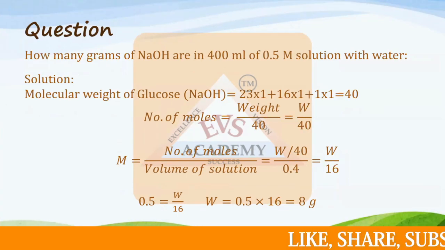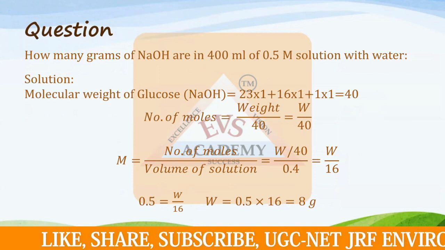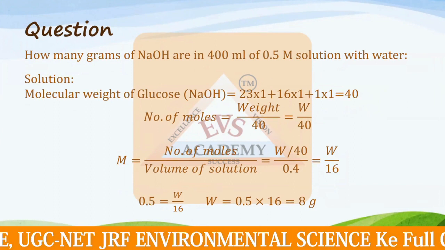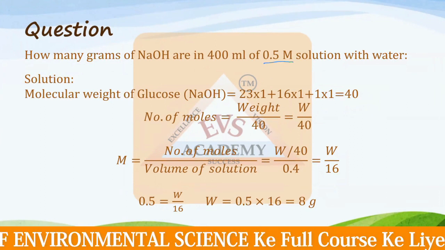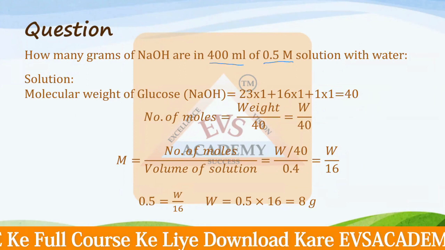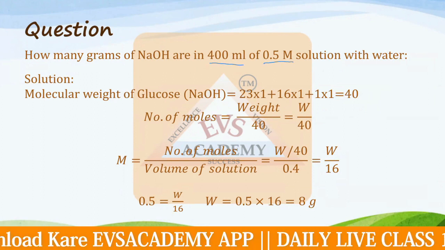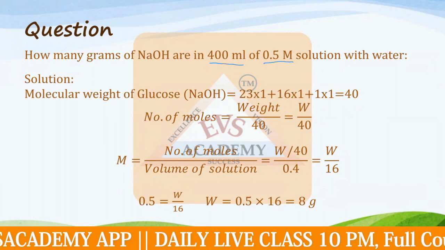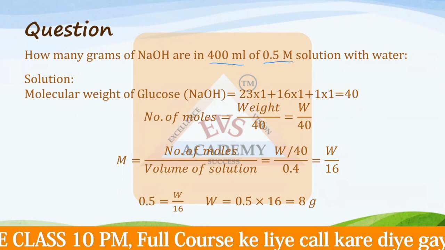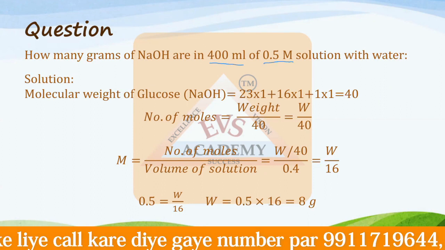This time the question is asking how many grams, not the molarity. Molarity is provided to you in the question, that is 0.5 molar. And the solution volume is also provided, that is 400 ml. This time you have to calculate, in the 0.5 molar solution of 400 ml of NaOH with water, how many grams of solute are present in that particular solution of NaOH.